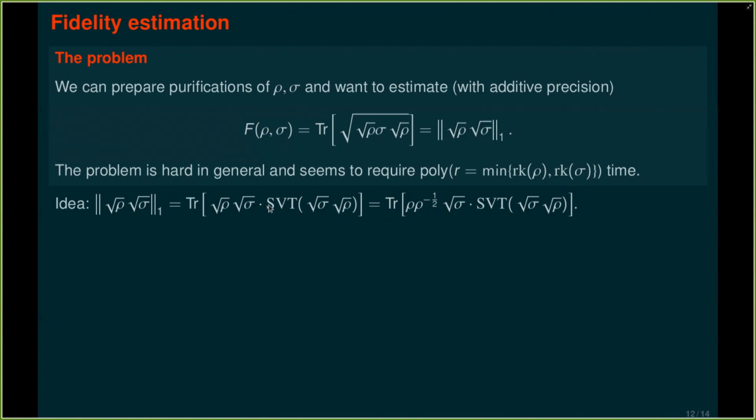And a further trick is that what we can usually do in quantum algorithms is that we take a quantum state and apply an operator and then compute expectation values.